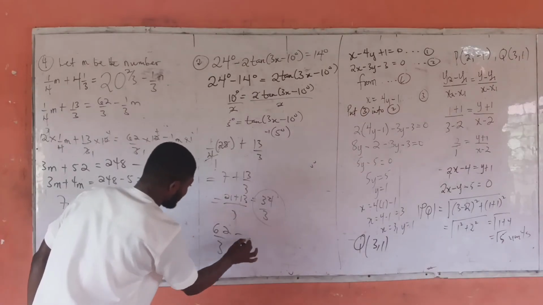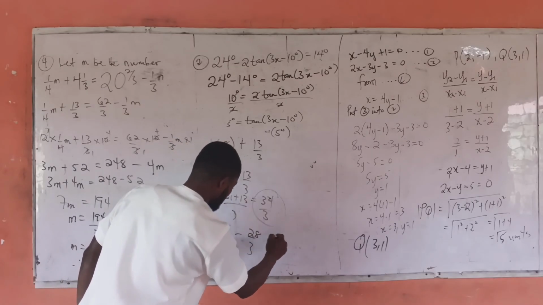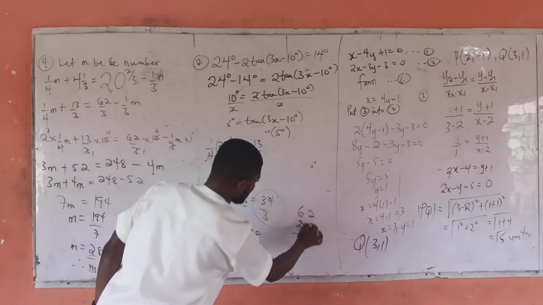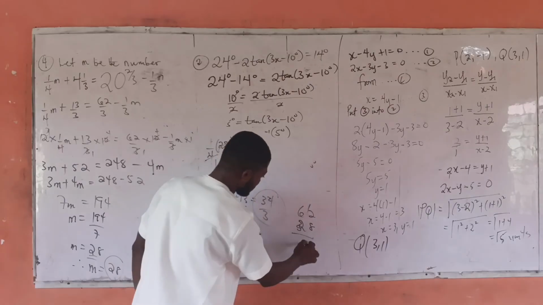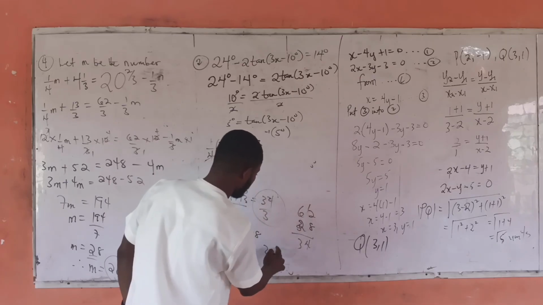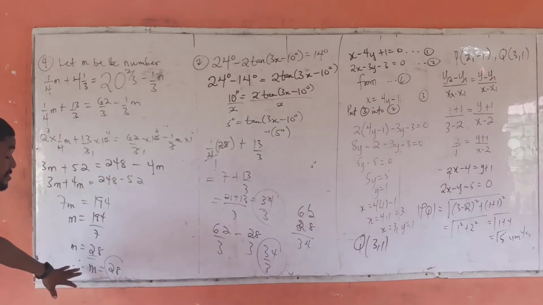62 on 3 minus 28 on 3. 62 minus 28. This should be 34. So 34 on 3 as well. So we can now see that the answer is right when m is equal to 28.